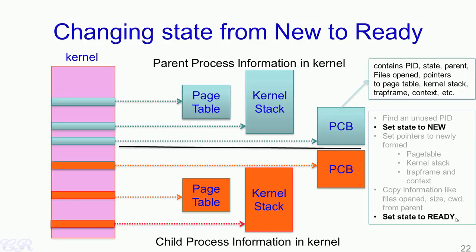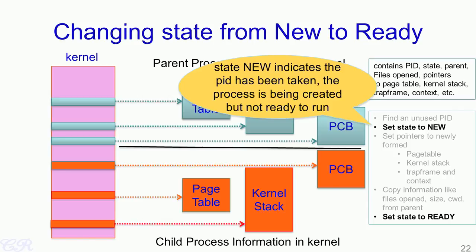Finally, just before returning, the operating system would set the state of the newly created child to ready. So, we see that at the start of execution of the fork, the child's state is set to new, while towards the end of execution of the fork, the OS would set the state to ready. So, why do we need this intermediate state new? What does new signify and what does ready signify? The new state indicates that the PID, the chosen PID over here, has already been taken and the process is currently being created, but not ready to run.